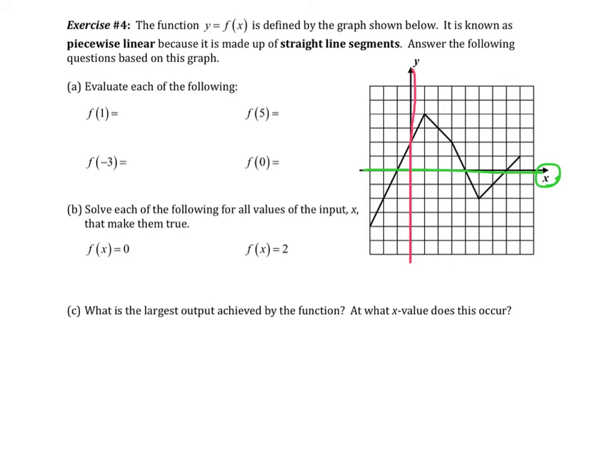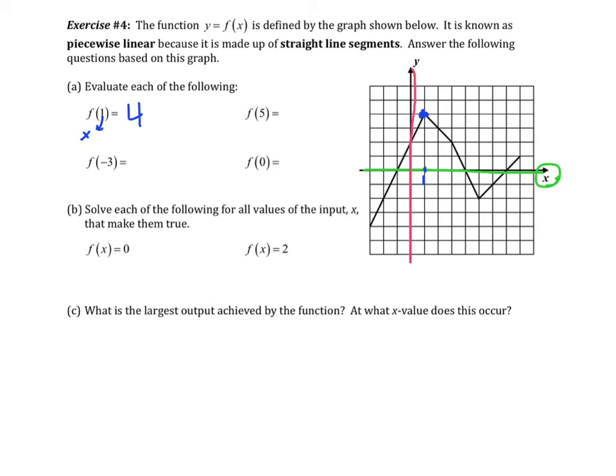Okay, so if I am asked to evaluate f of 1, that's telling me to go to 1 on the x-axis, which is right here is a 1 on the x-axis, and go until I find a point, which is right here. What is the height or the y value of that point? And I would say it's 4. So f of 1 is equal to 4.